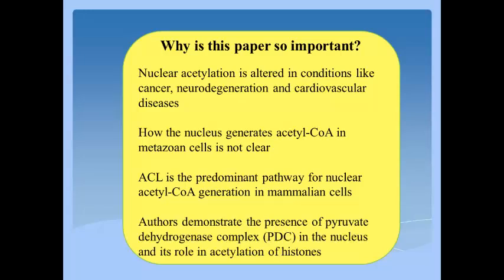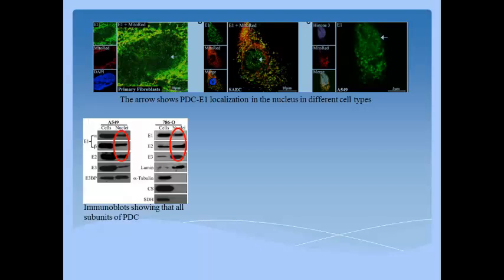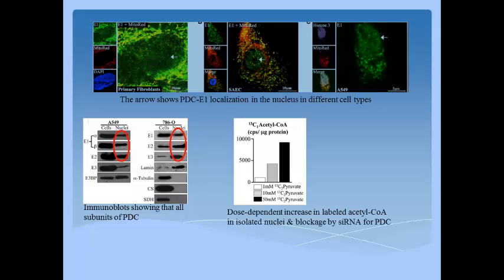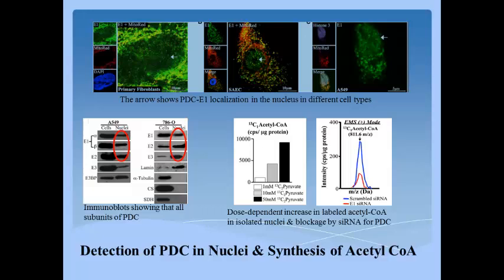Authors demonstrate the presence of pyruvate dehydrogenase in the nucleus and its role in acetylation of histones. Let's look at the data. Authors demonstrate the presence of PDC complex in the nucleus of various cells using fluorescent probes as shown in this figure, as well as biochemically using immunoblots. They also demonstrate dose-dependent increase in labeled Acetyl-CoA in isolated nuclei and blockage of Acetyl-CoA formation in the siRNA for PDC.